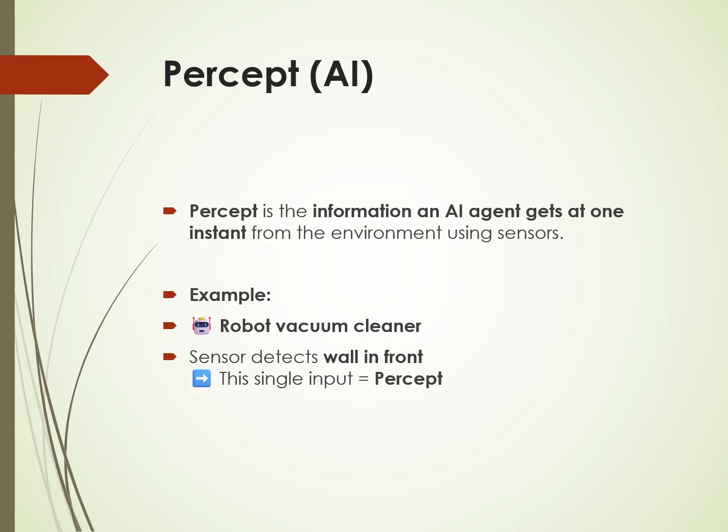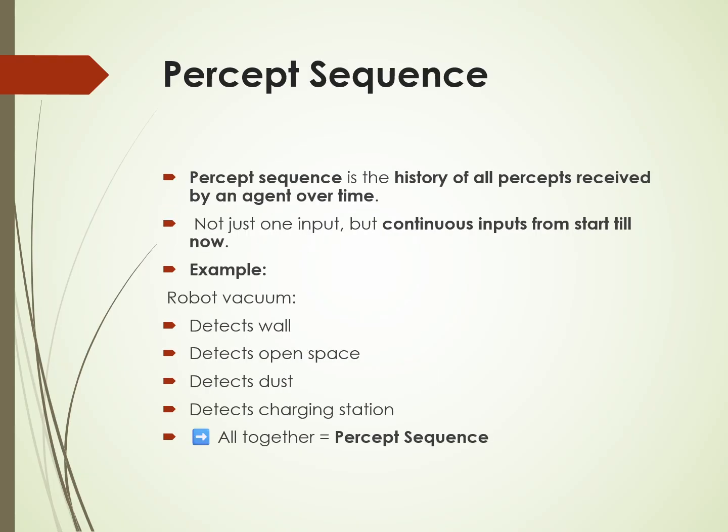For a problem solving agent, the first thing we need is the percept. The percept is the information an AI agent gets at one instant from the environment using sensors. For example, a robot vacuum cleaner sensor detects a wall in front. This is a single input, that is a percept. Percept sequence is the history of all the percepts received by an agent over time. Not just one, but continuous input from the start till now. For example, detecting the wall, detecting open space, detecting the desk, detecting the charging station, all together are called the percept sequence.